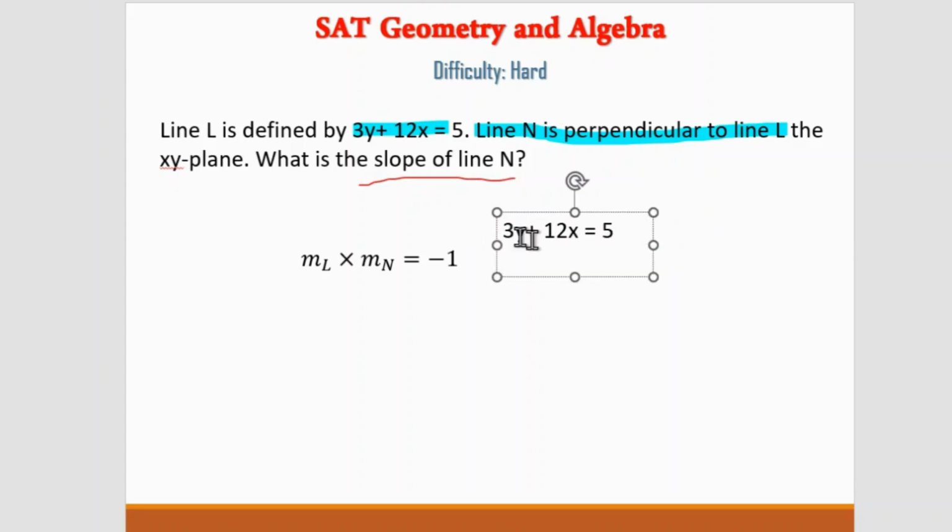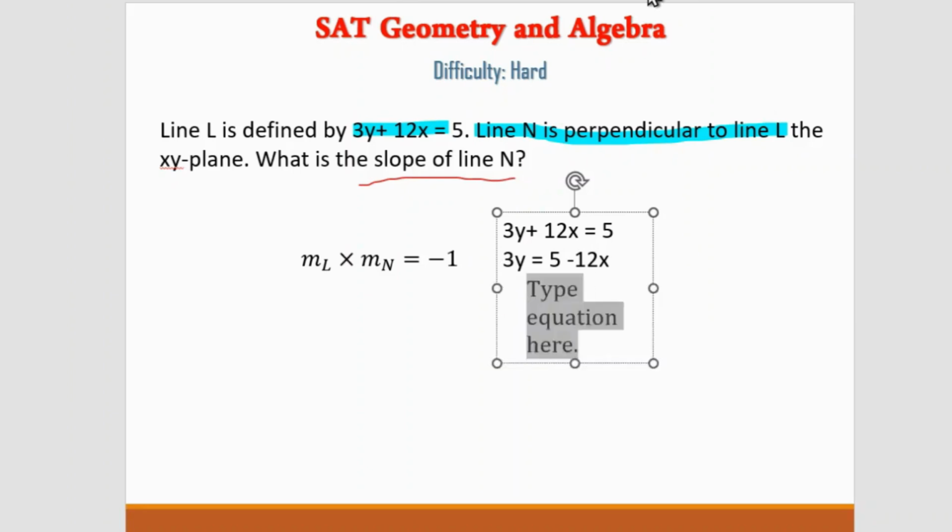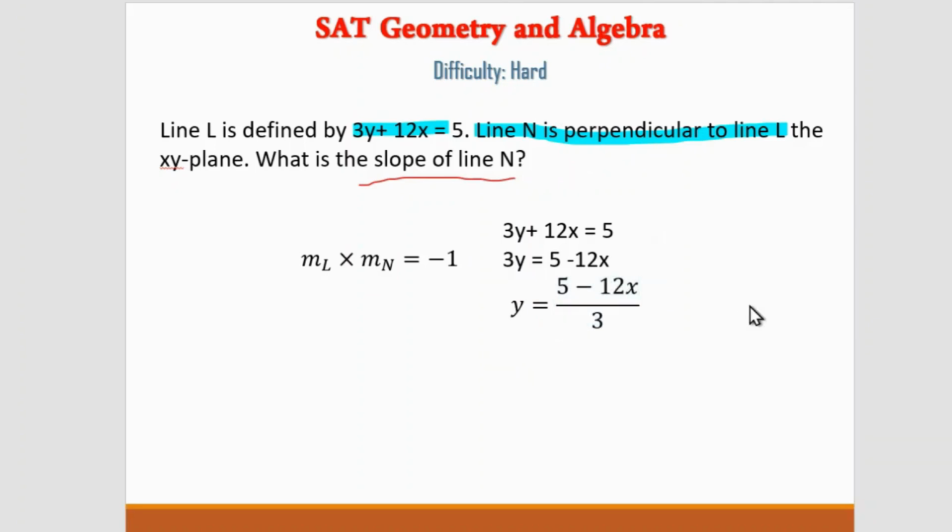In order to figure out the slope of this equation, we're going to separate the y term first. At the end, we're going to separate y on one side and everything else on the other side. So we are going to put 3y equals 5 minus 12x. And then y equals 5 minus 12x, divided by 3. Okay, that's it. So that's what we're going to do here.